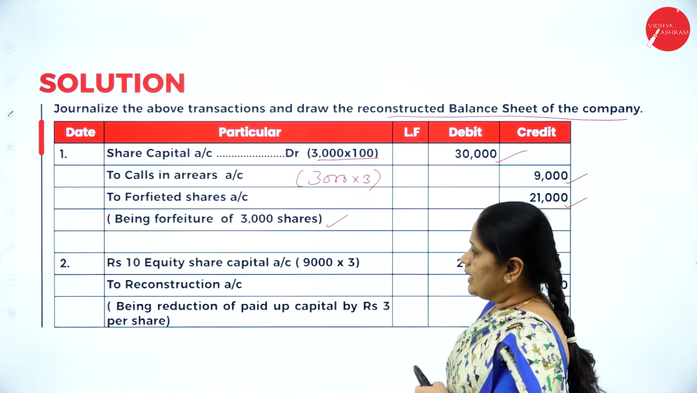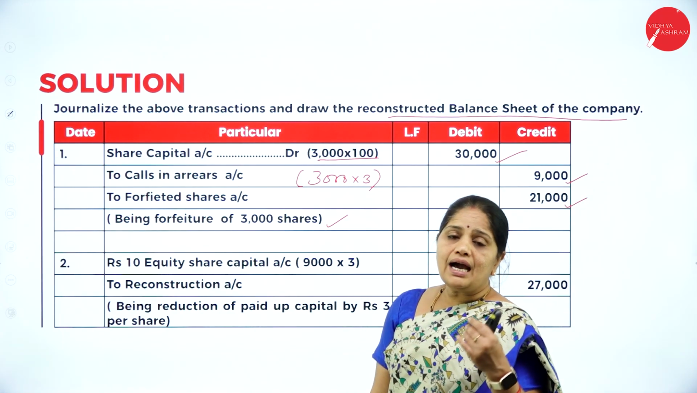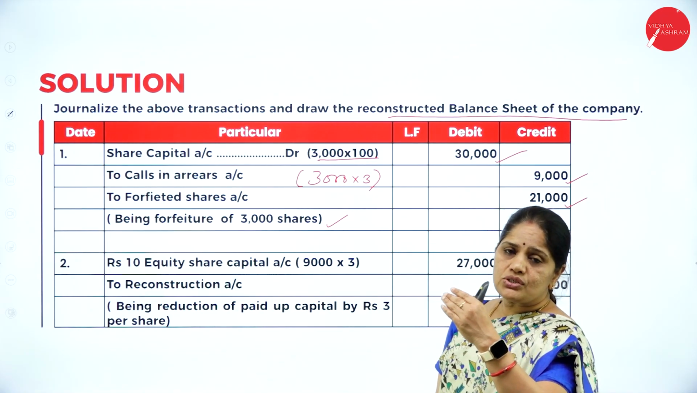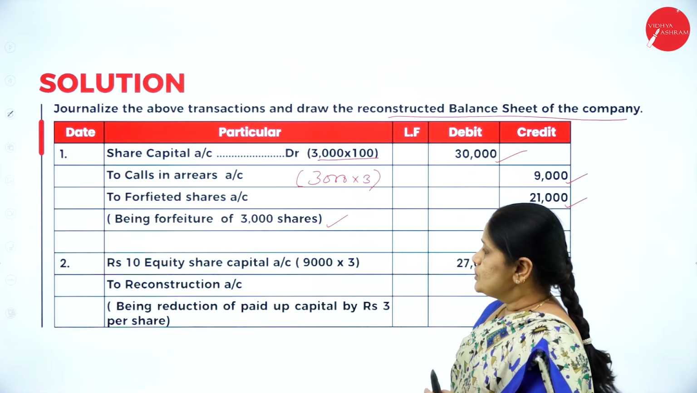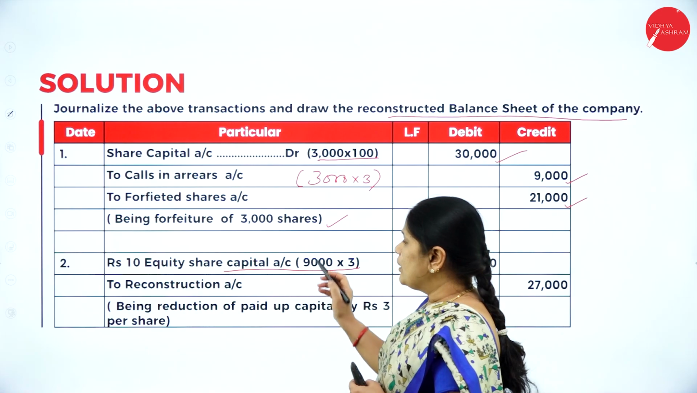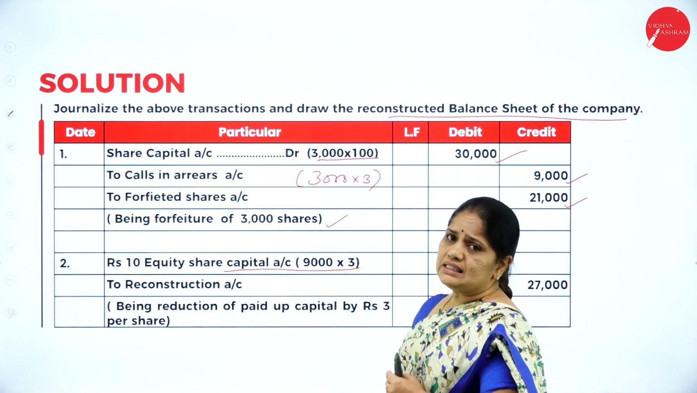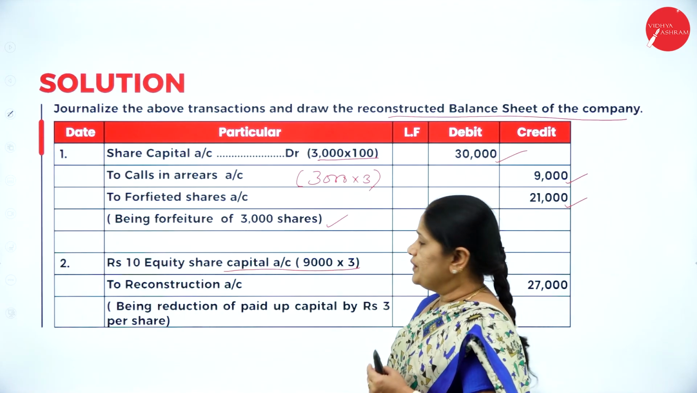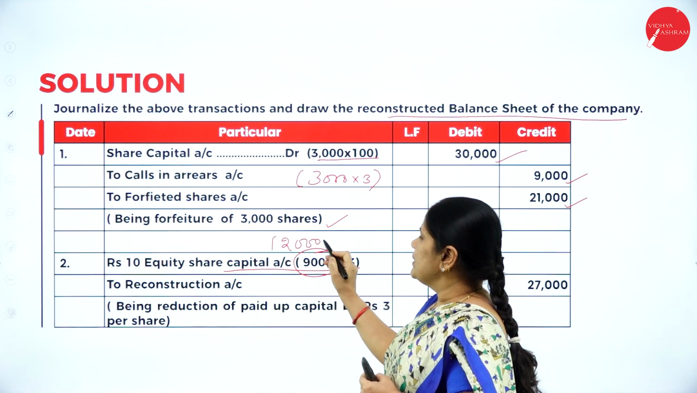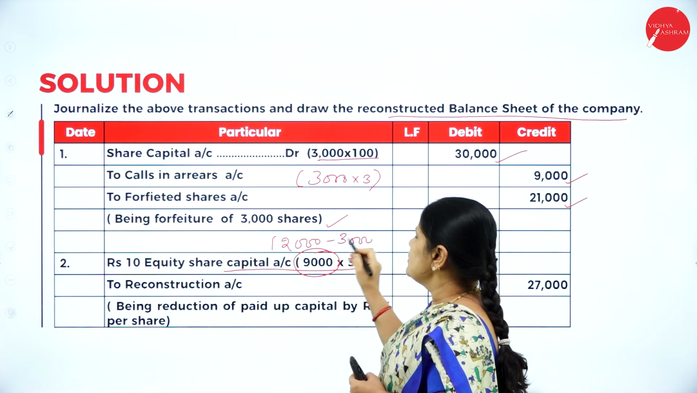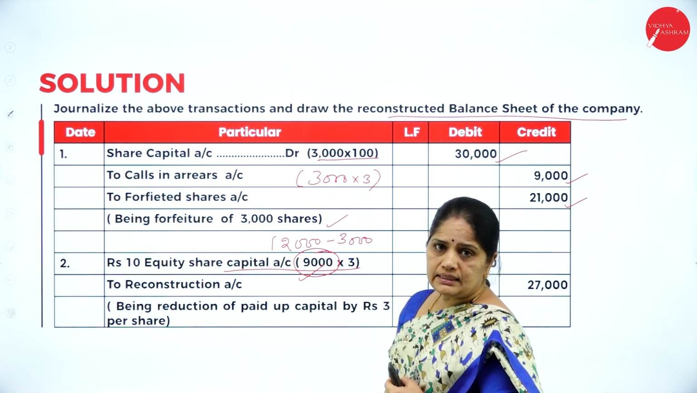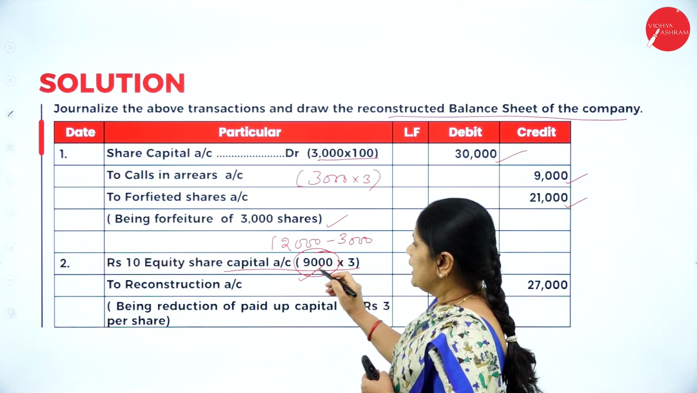The next entry will be, so we are reducing the paid up value of the share capital from 10 rupees to 7 rupees per share. So the old capital, out of 12,000 shares, only 9,000 shares are remaining now. So we should understand how we got this 9,000. 12,000 shares have been issued. Out of this, 3,000 shares are cancelled. So what is the remaining number of shares? 9,000.